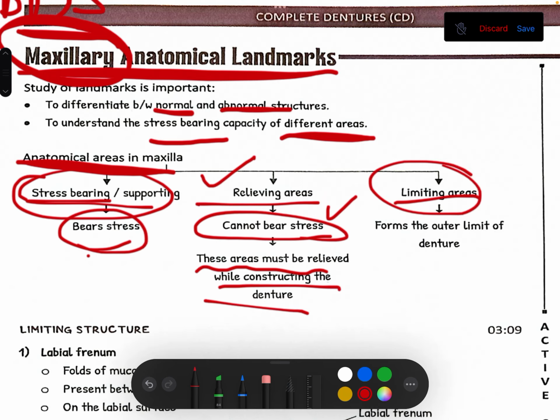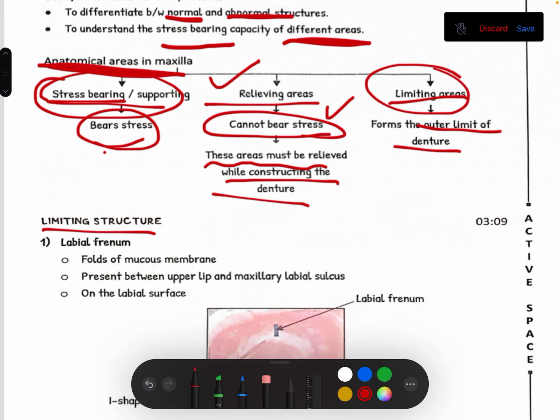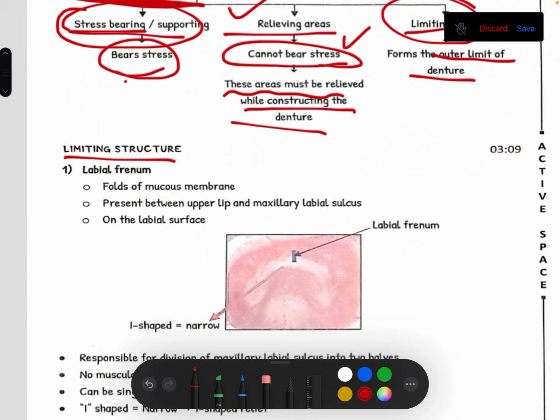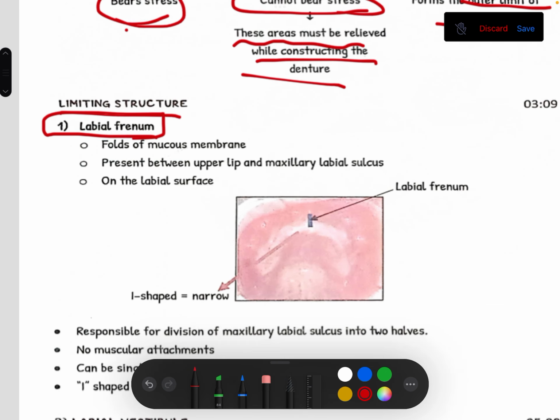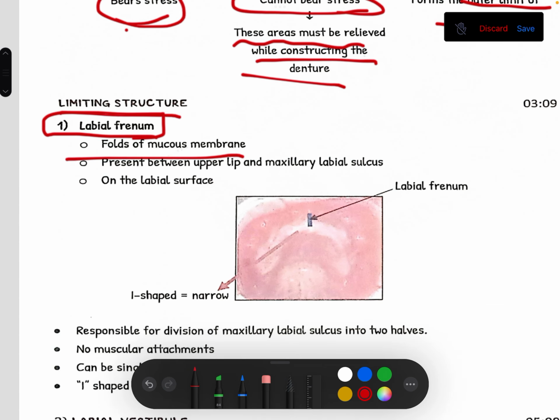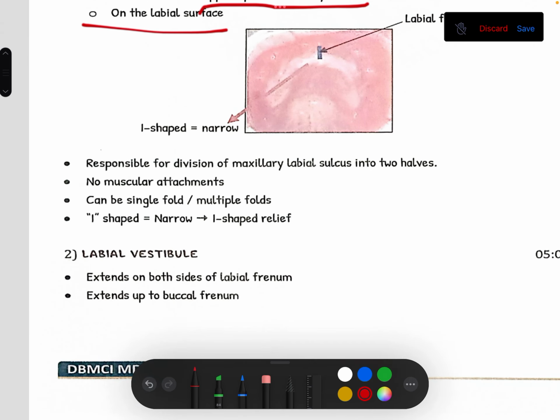Next is a limiting area. They form the outer limit of the denture. Now let's come to the limiting structures. कौन से ऐसे structures हैं जो कि outer limit of the denture को prevent करते हैं. Like let's come to the labial frenum. Folds of the mucosal membrane present between the upper lip and the maxillary labial mucosa. ठीक है, तो हमें याद रहेगा labial frenum. That's a limiting structure. Okay, then there's the labial vestibule.